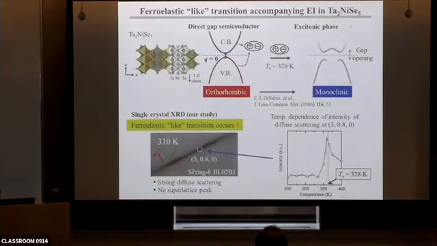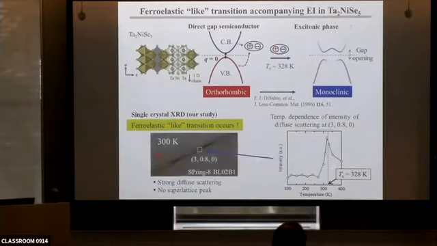In 1986, it was reported that the lattice symmetry changed from orthorhombic to monoclinic at 328 Kelvin, which is now recognized as an excitonic phase transition. Usually, we check the raw data before structure analysis. An X-ray diffraction photograph of a single crystal shows a strong diffuse scattering pattern. The intensity of this diffuse scattering pattern shows a very strong temperature dependence.